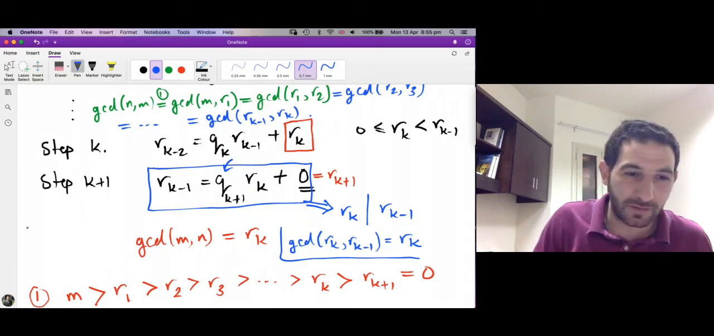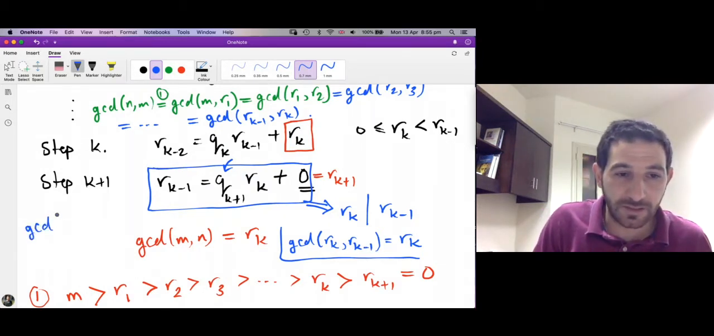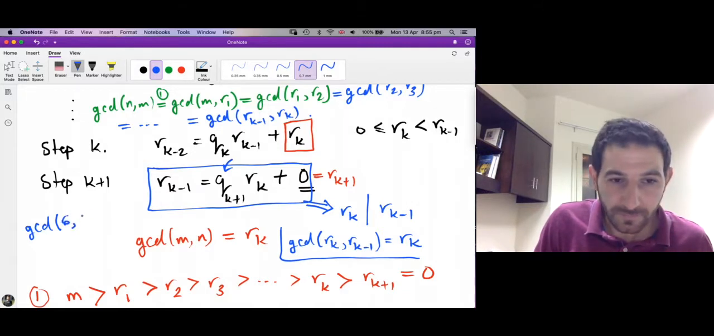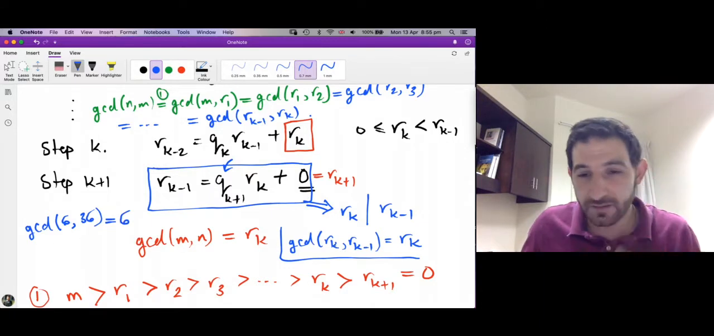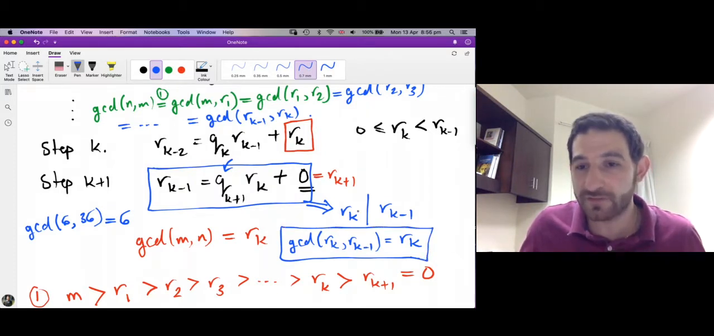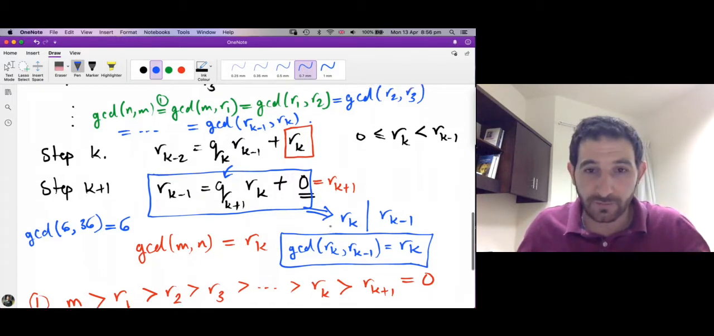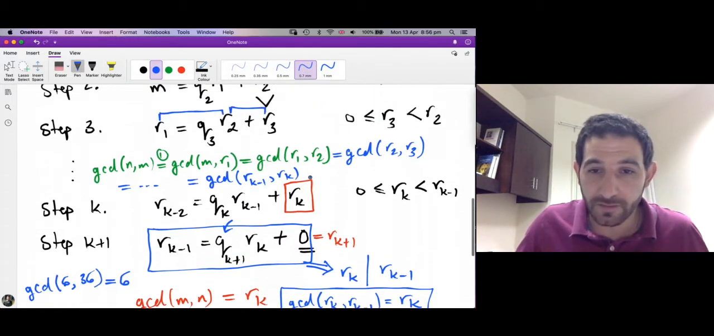Okay, maybe in numbers it will be clearer. The GCD of 6 and 36: since 6 divides 36, the greatest common divisor of these two numbers is 6. So here r_k divides r_{k-1}, so the GCD is r_k, the greatest common divisor of both of them. Why? Again, because r_k divides r_{k-1}. So if we get back to this, we find that the GCD is r_k.